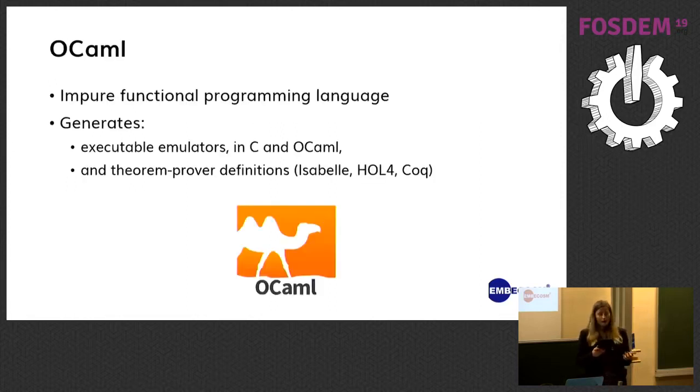The SAIL backend is written in OCaml, which is an impure functional programming language like Python. Functional languages are based on mathematical functions as opposed to procedural languages like C, which depends on flow statements such as if or for loops. The backend generates executable emulators in C and OCaml, and theorem prover definitions from the SAIL model.